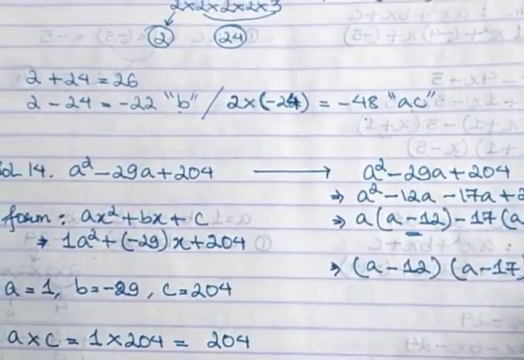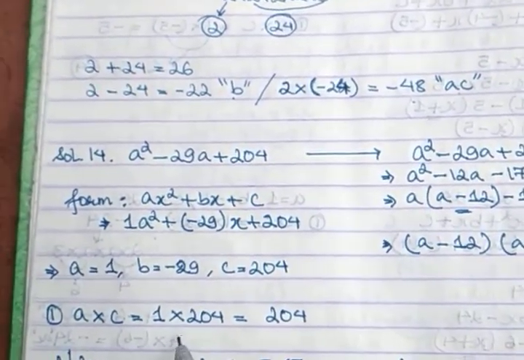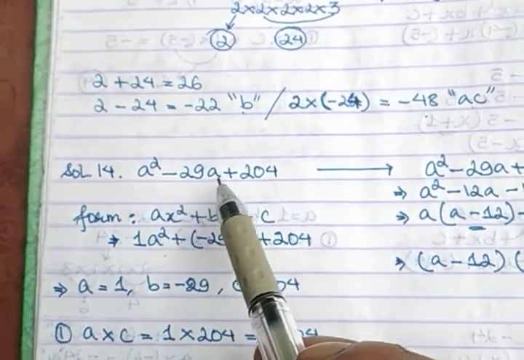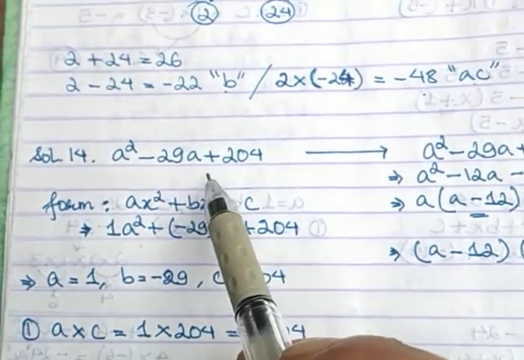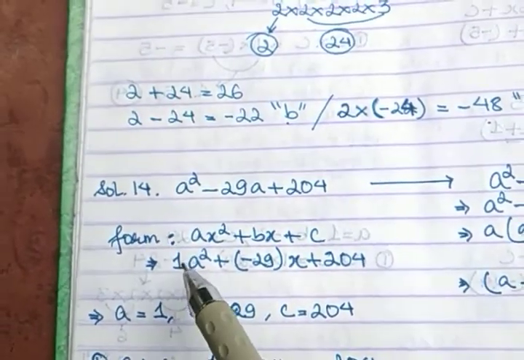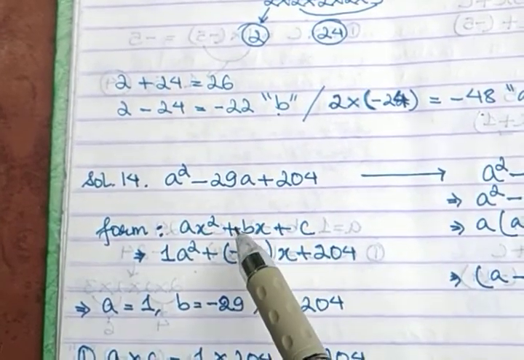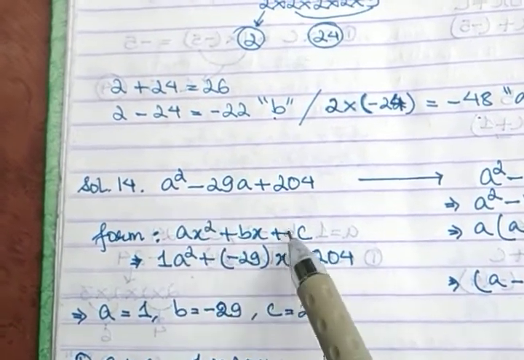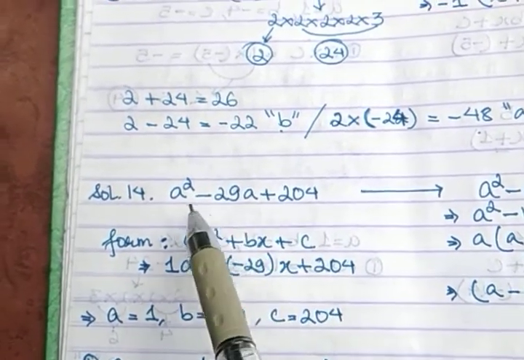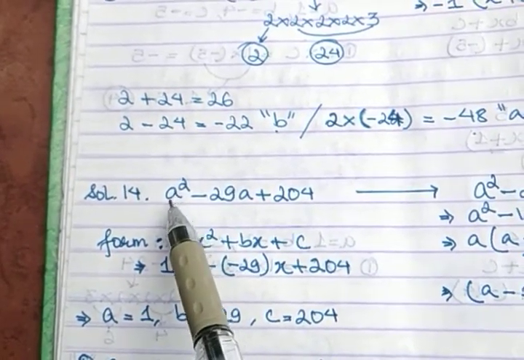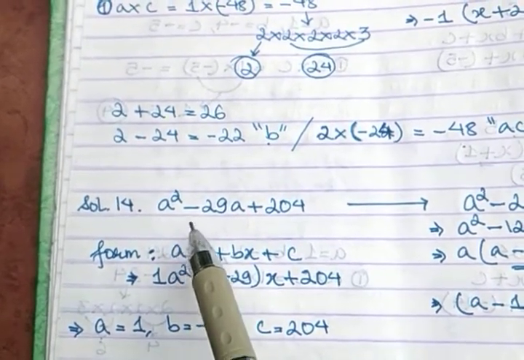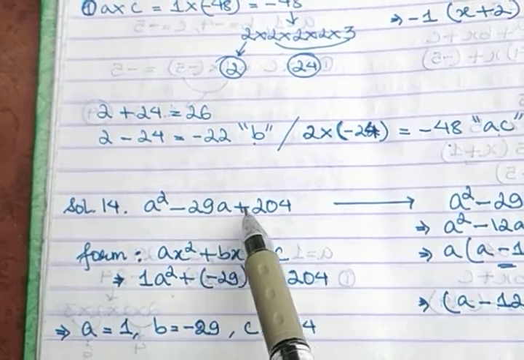So a few more sums. And what we have here in the next question is a square minus 29a plus 204. So it's a simple one. The coefficient of x square was positive, so it is a bit easier, isn't it? No need to take minus as common. Remember, only when the coefficient of x square is negative, take negative as common from all the three terms.